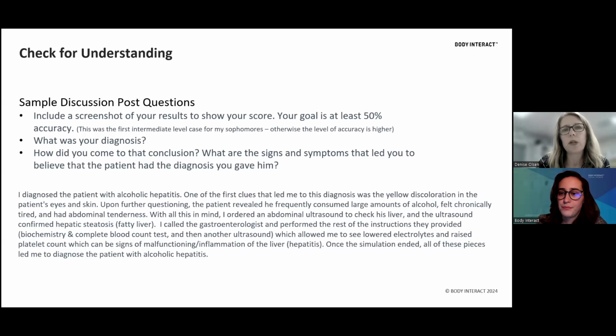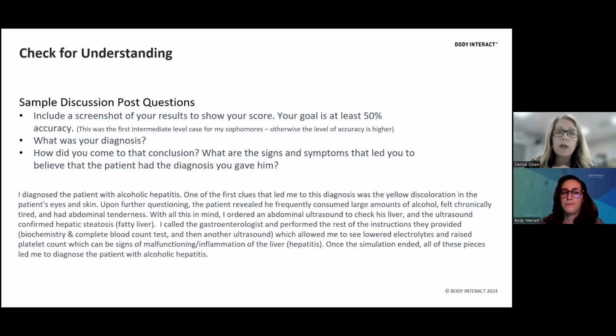So the students would know that they have to have a screenshot, and I have that later on in the slideshow. I want them to screenshot their results. Usually my requirement for their score is higher than 50, but this was the first intermediate level case for my sophomores. So I just said, hey, if you guys can get 50% accuracy for this one, I'll accept it. Usually it's higher, usually it's at 70%.